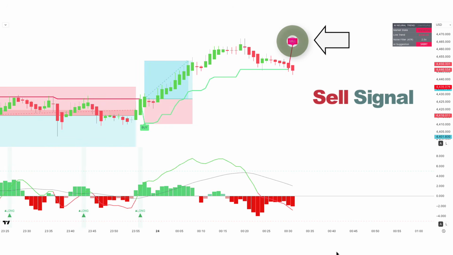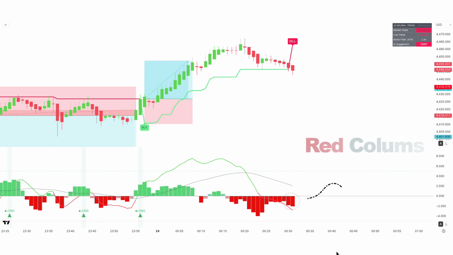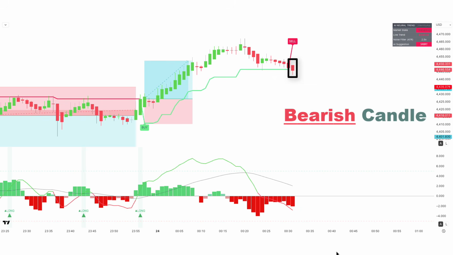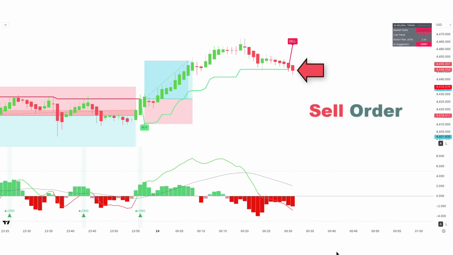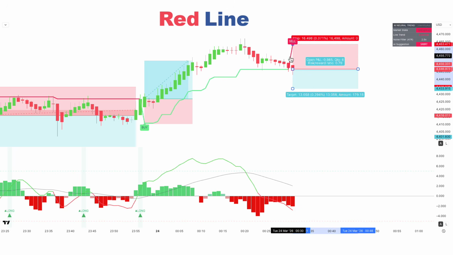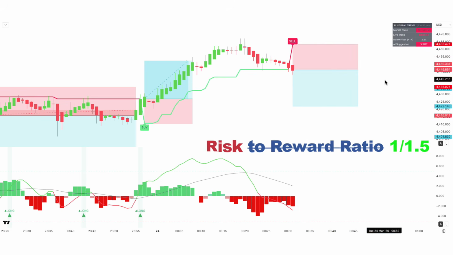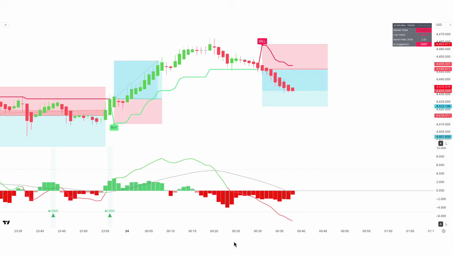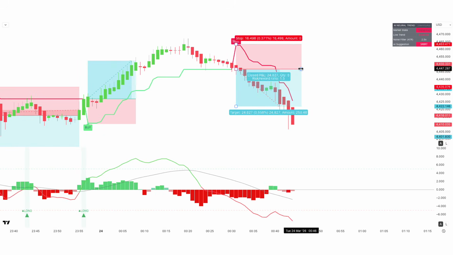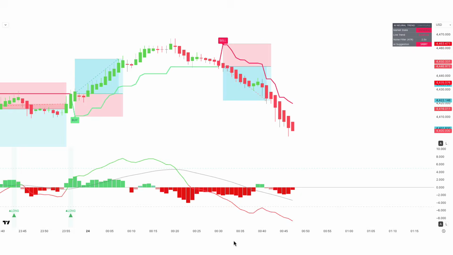Here, the AI Neural Trend Predictor arrow of this indicator is a sell signal. Here, the Insignia AI Oscillator shows red columns. Here, the market has made a bearish candle to give confirmation. So all our conditions are being fulfilled, so we are placing an order to sell. Our stop loss is to be placed at the red line, and the risk-to-reward ratio will be 1:1.5. Let's see what happens to our trade. We have won the trade. Let's find the next trade.